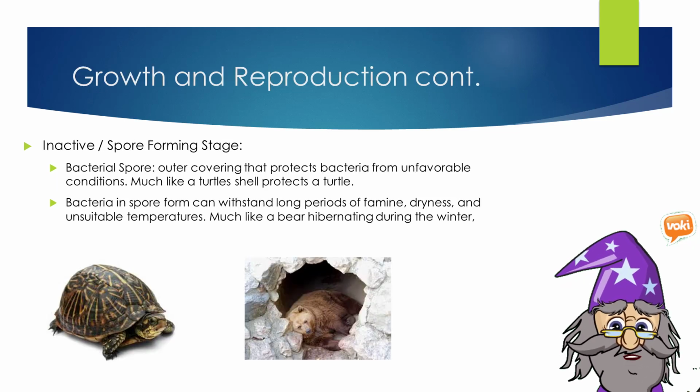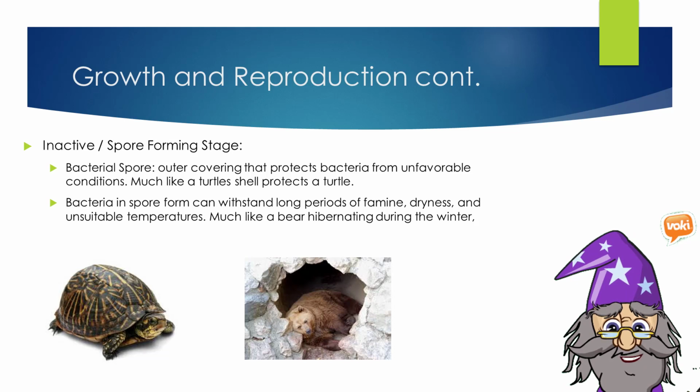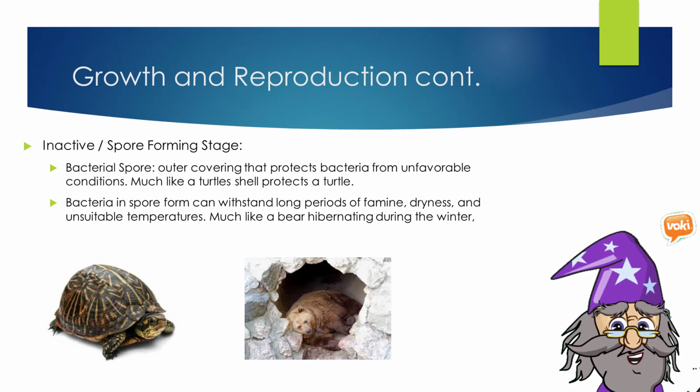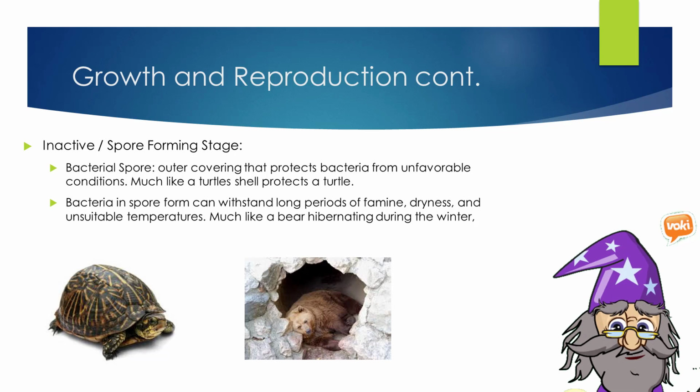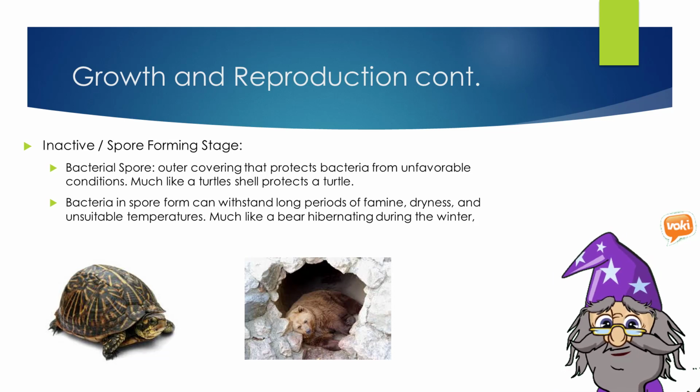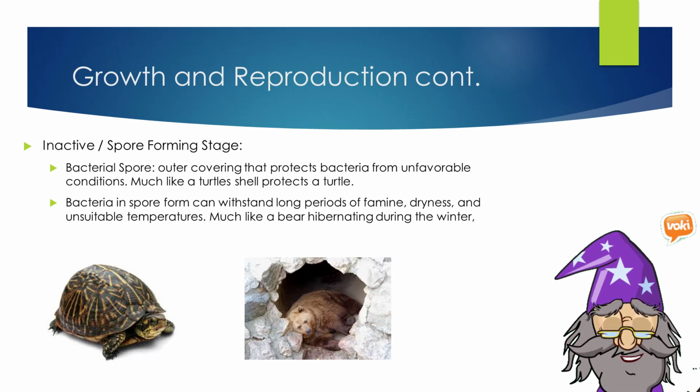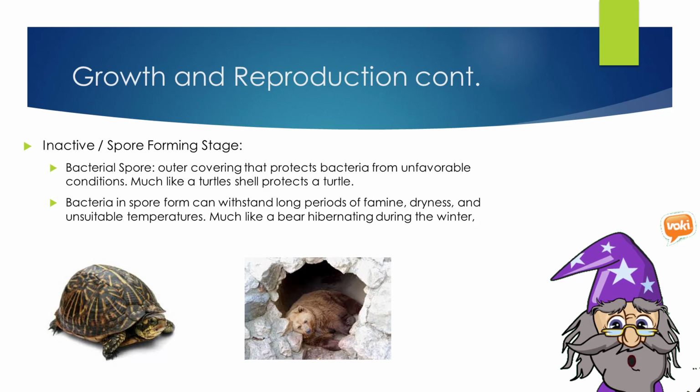Bacterial cells also have an inactive or spore-forming stage. During this stage, bacteria form an outer covering that protects the bacteria from unfavorable conditions. This protective covering is called a bacterial spore. It is much like the shell that protects the turtle. Bacteria in spore form can withstand long periods of famine, dryness, and unsuitable temperatures. Much like a bear hibernating during the winter.